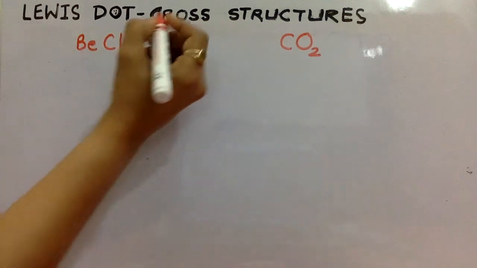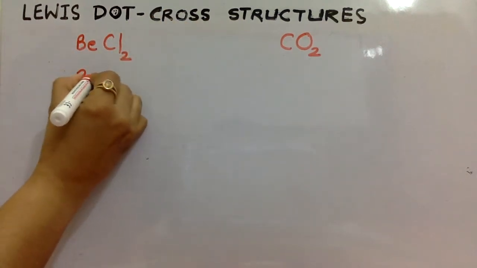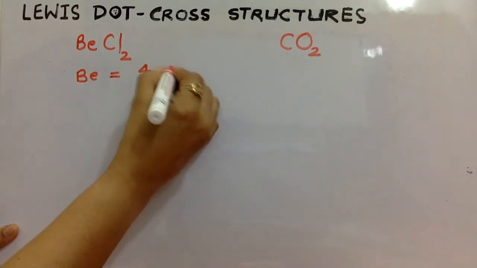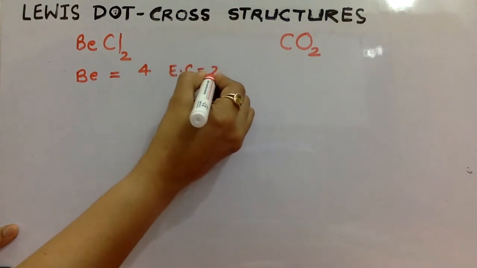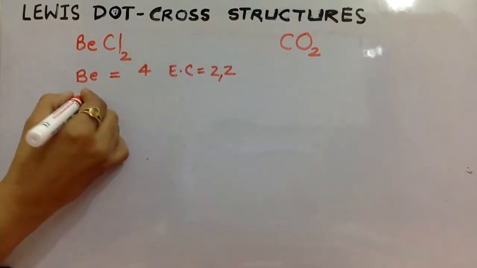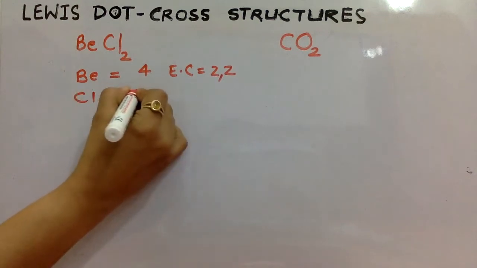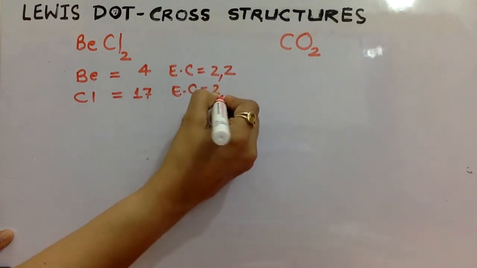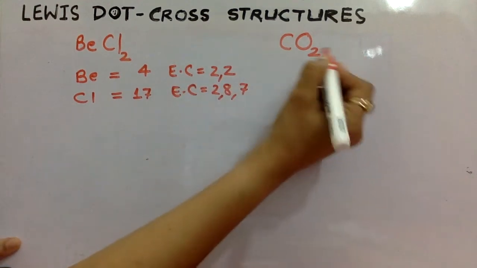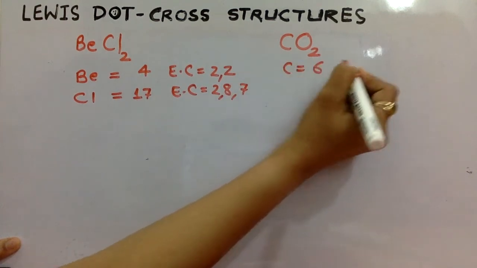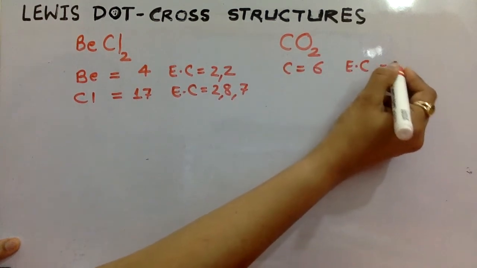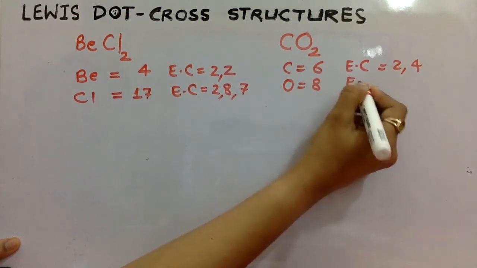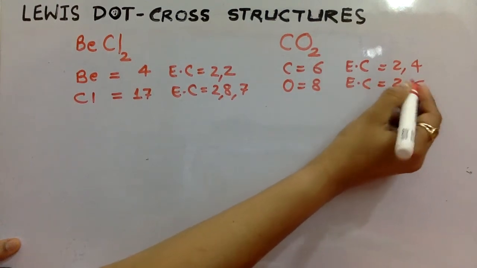Okay, again what we need: atomic number of beryllium 4, and hence the electronic configuration is 2,2. Next is chlorine, atomic number 17, and the electronic configuration is 2,8,7. Same thing over here, carbon atomic number 6, electronic configuration 2,4, correct? Oxygen atomic number 8, and the electronic configuration 2,6.